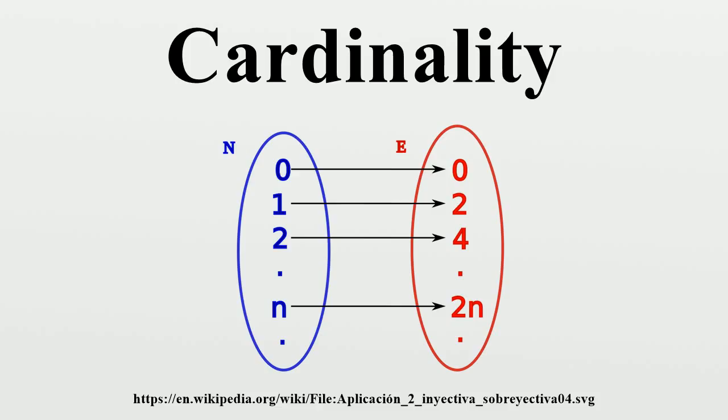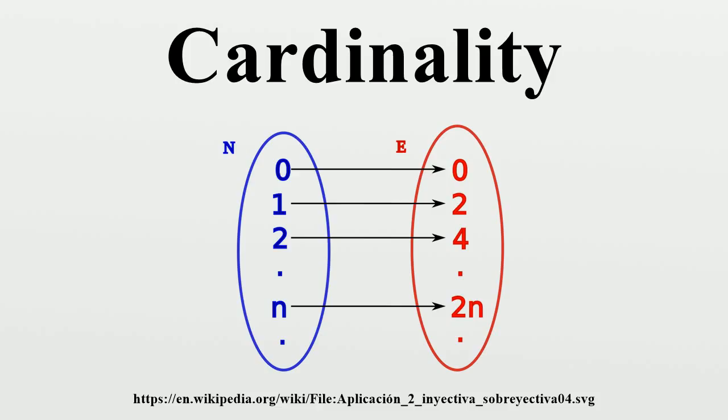For example, the set E = {0, 2, 4, 6, ...} of non-negative even numbers has the same cardinality as the set N = {0, 1, 2, 3, ...} of natural numbers, since the function f(n) = 2n is a bijection from N to E. Definition 2: |A| ≤ |B|. A has cardinality less than or equal to the cardinality of B if there exists an injective function from A into B.